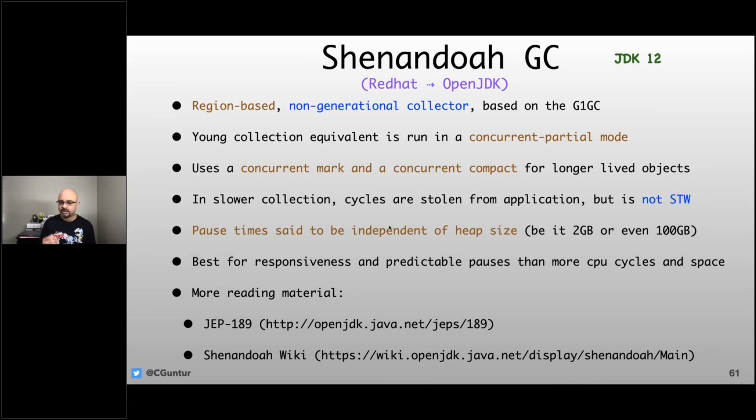Its pause times are supposed to be independent of the heap size. So you bring it something like 2 GB or terabytes, it'll have the same consistent pause times. It's great for responsiveness and predictable pauses, and there's some reading material included. There is a lot of material on Shenandoah, in fact, a lot more than even ZGC has. Red Hat has spent a lot of time documenting this and explaining how it works.